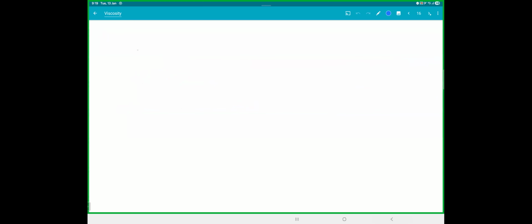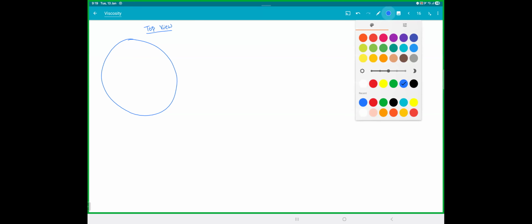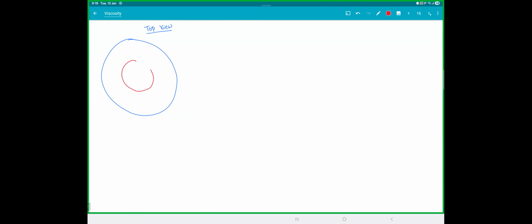Again, let's see. I'm showing you the top view or the bottom view. So we choose an element at a distance x. It's exactly the element and everything are exactly the same as what we did in rotation.